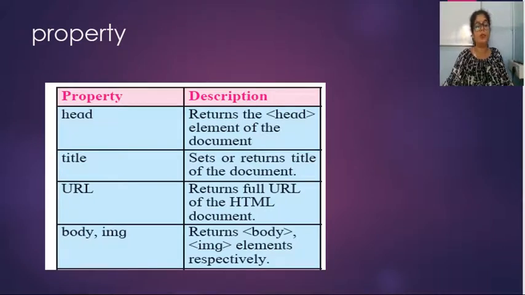Now next is what are the properties of the document object model. Again, you can get a question in the exam in the form of MCQ or true false, that which of the following are the properties of the document object model, like head, title, URL, body and image. And you can also get a question asking whether title is a property of the document object model. If you know the properties, then only you will be able to find the correct option.